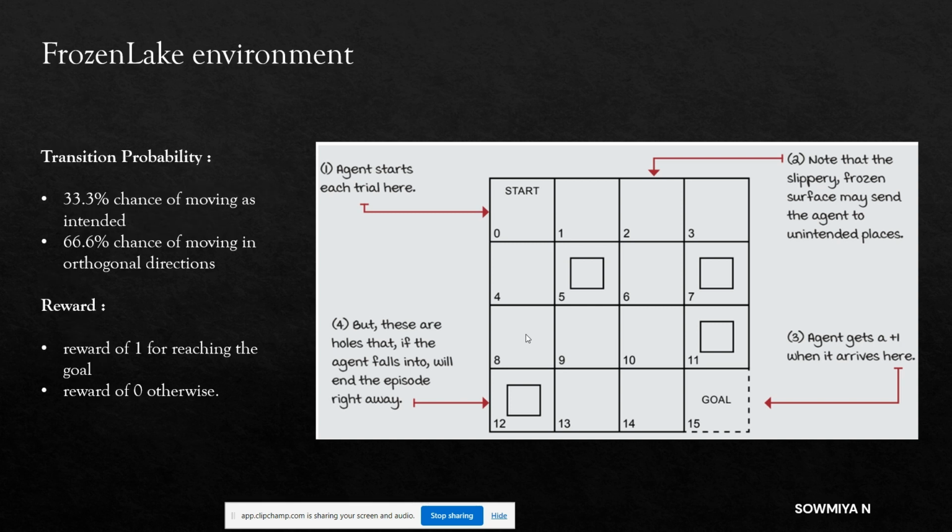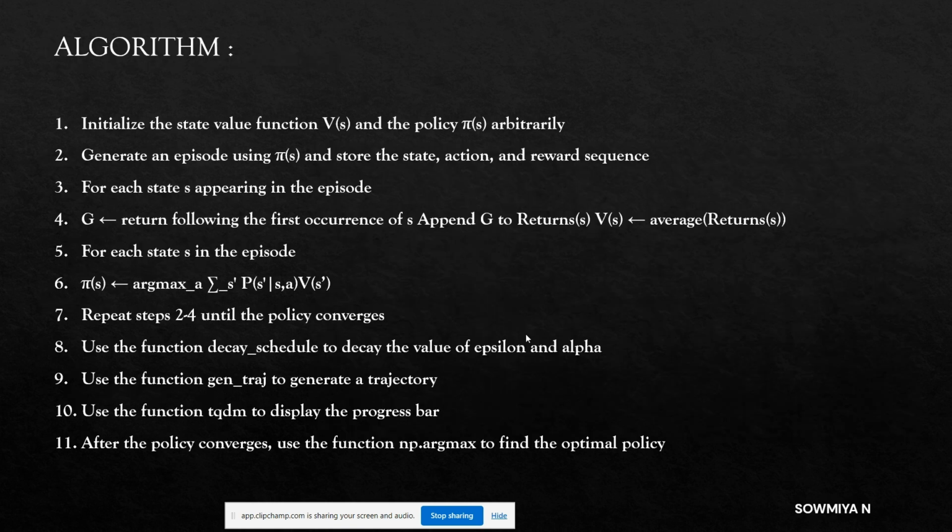Moving to the transition probability, the slippery surface has a 33.3% chance of moving as intended and a 66.6% chance of moving in orthogonal directions. For example, if the agent intends to move left, there is a 33.3% chance of moving left, a 33.3% chance of moving down, and another 33.3% chance of moving up. And then the agent receives a reward of 1 for reaching the goal state and a reward of 0 otherwise. So let's get into the algorithm of the Monte Carlo control method.